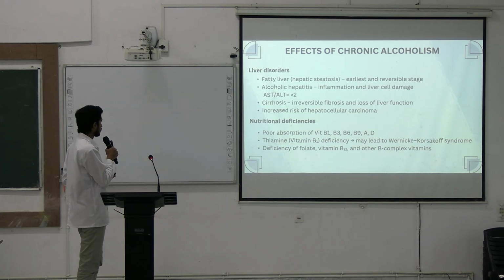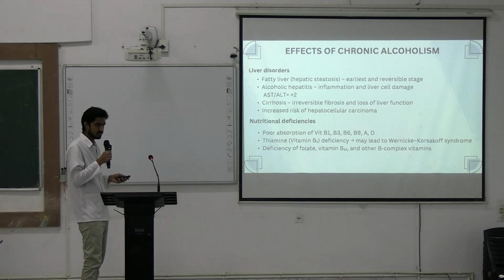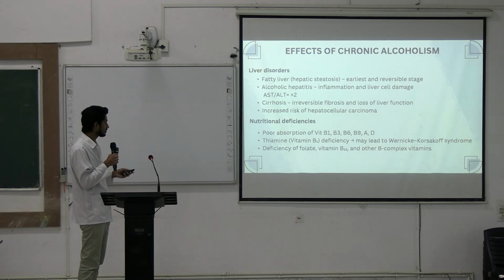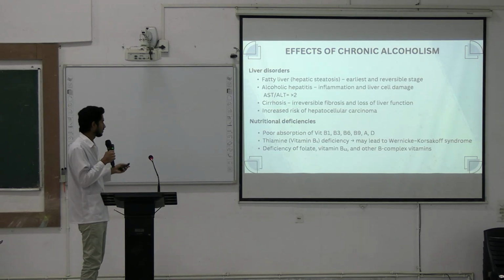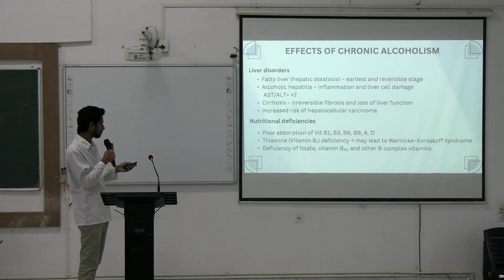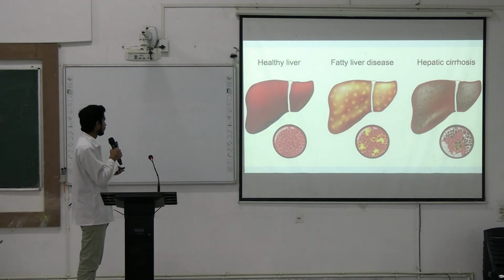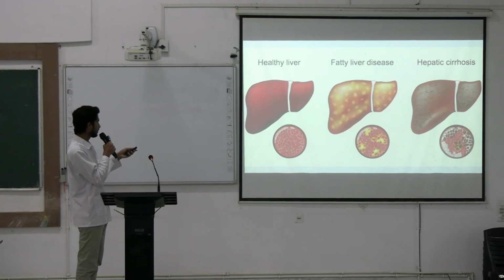Effects of chronic alcoholism: liver disorder. Fatty liver is the earliest and reversible stage. Alcoholic hepatitis involves inflammation and liver cell damage, with AST/ALT ratio greater than 2. Cirrhosis is irreversible fibrosis and loss of liver function, with increased risk of hepatocellular carcinoma. Nutritional deficiency: poor absorption of vitamin B1, B3, B6, B9, A and D. Thiamine deficiency may lead to Wernicke-Korsakoff syndrome. Deficiency of folate, vitamin B12 and other B complex vitamins. Healthy liver, this is fatty liver disease and hepatic cirrhosis.